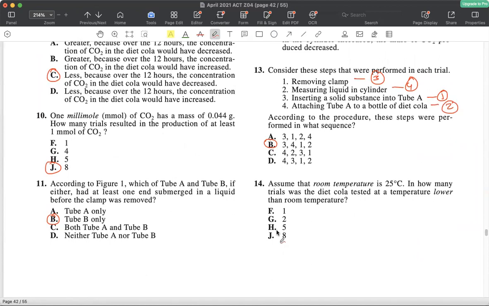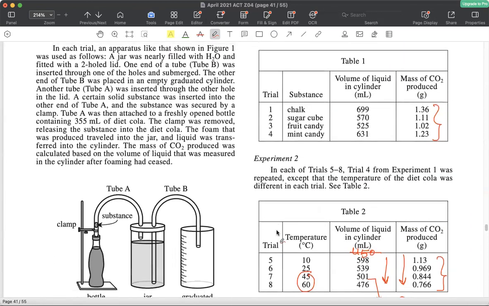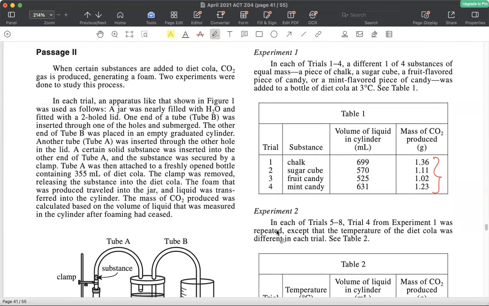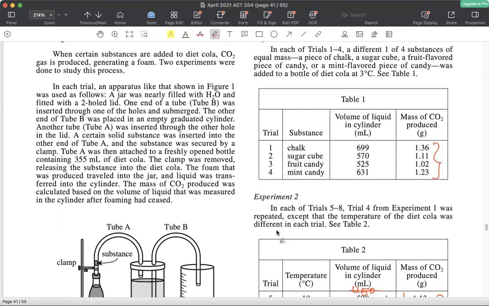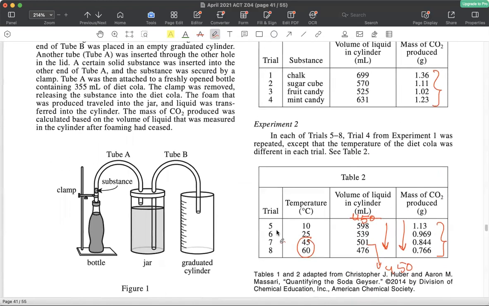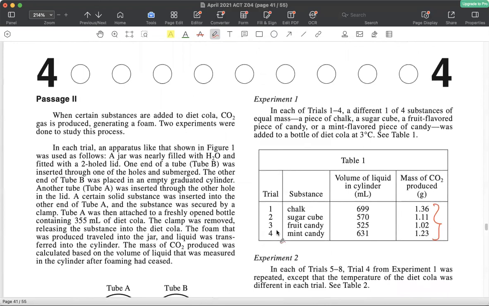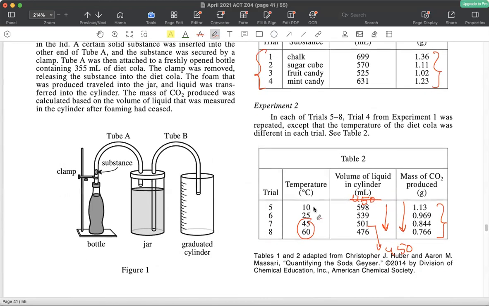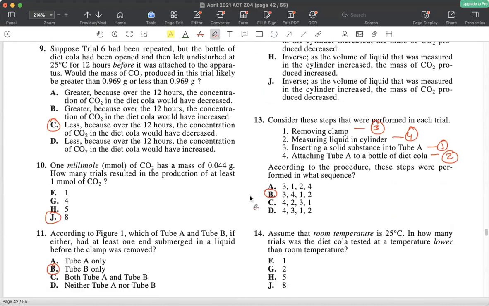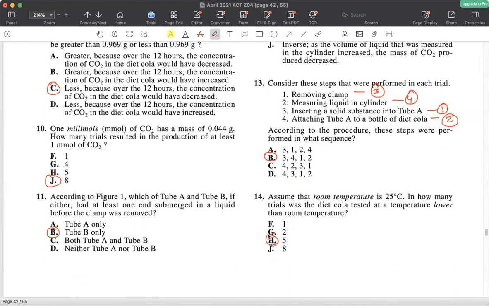Assume that room temperature is 25 degrees centigrade. In how many trials was the Diet Cola tested at a temperature lower than room temperature? Okay, so what was the temperature? Right. So in the first case, it was 3 degrees centigrade, right? So there were 4 trials. And in the second case, these 3 were room or higher. So total 5 trials had a temperature lower than room temperature. 5. Okay.